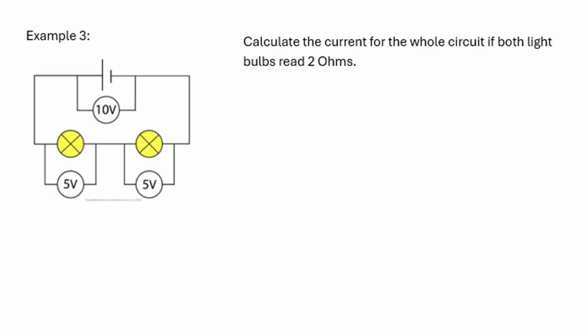Okay, here's the next one, still series, so still part of the series circuit. They are telling me that this cell is 10 volts. This voltmeter is still over the cell.